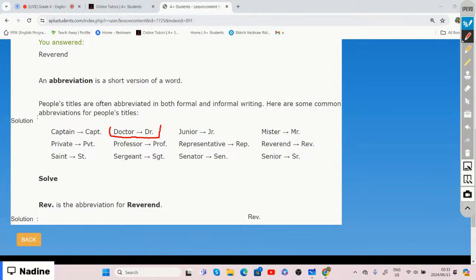Right? So, for example, if doctor is our noun, if I just say, I'm going to the doctor, the doctor examined me. But now if we abbreviate that word, then it's going to be DR and a period. And even with our titles, they need to start with capital letters, and then once we shorten those words, they need to end with a period.